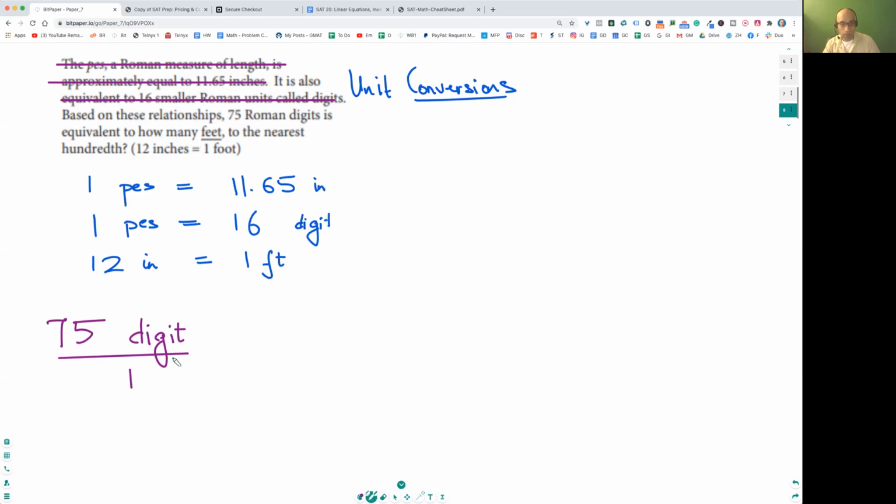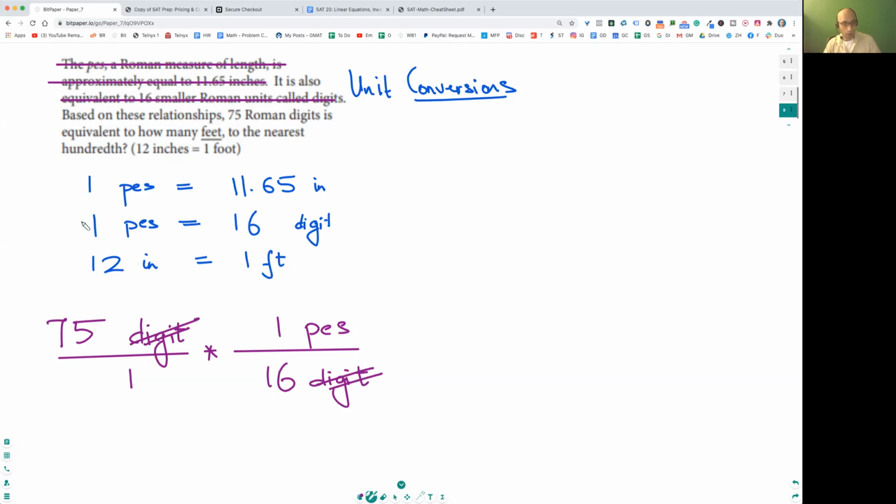Here's how you do it. You put a line below this, then you put a multiplication sign. And because you've got a digit here, you're just going to put a digit over here. You start with 75 digits because they're asking what is 75 digits, put a 1 under it, and then multiply. Now go look where there's a digit. This is the only place where a digit is written down, so you write this equation: 16 digits in the denominator and 1 PES in the numerator, because 1 PES is 16 digits. I can multiply by an equivalent quantity. Now the digit is gone, and you've converted 75 digits to PES.